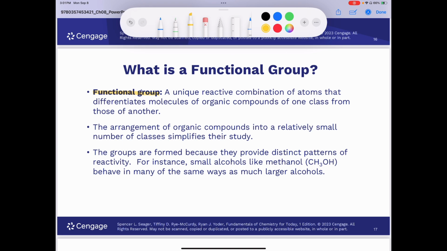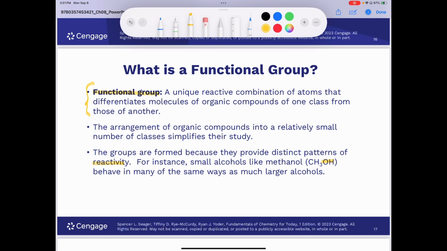So what you're going to see when we're looking at functional groups is a cluster of atoms arranged together in such a way that it gives some kind of predictable reactivity to a molecule. So the groups are formed because they provide distinct patterns of reactivity. This is what I just said. For instance, an alcohol like methanol is going to behave the same way as a lot of other larger alcohols like ethanol or isopropanol or butanol, and so on and so forth.